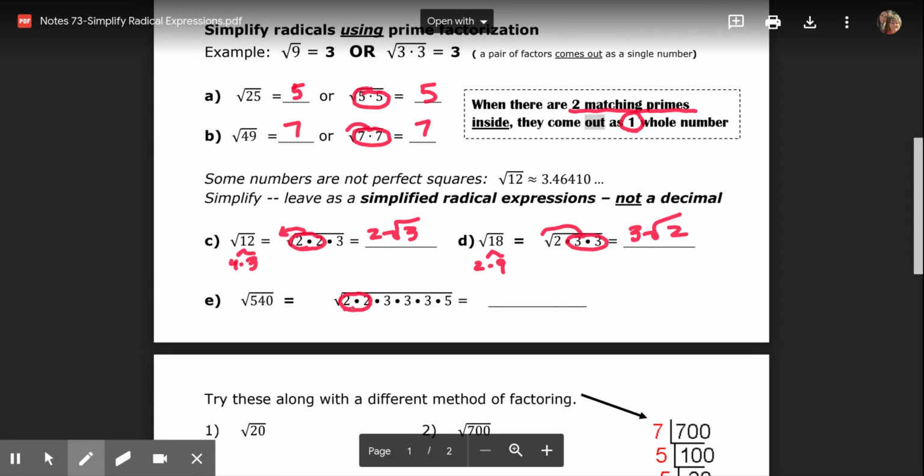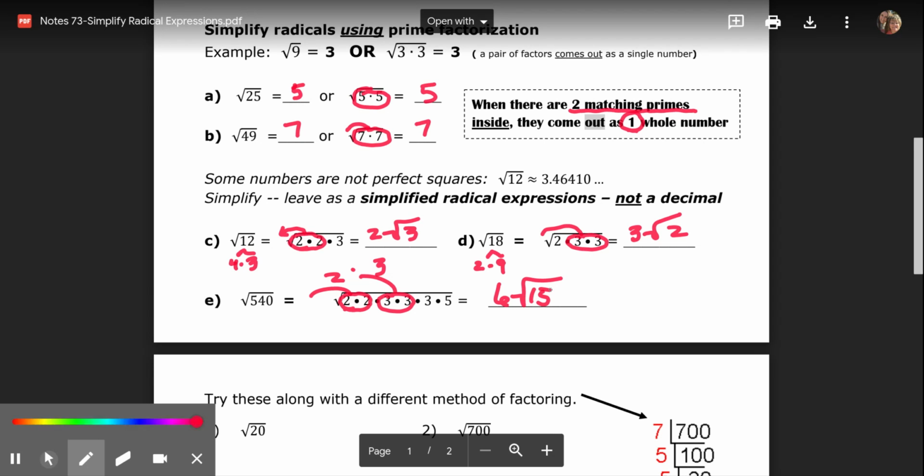I did take 1 away on the original paper, so that's okay. We'll go ahead and just go in with this one. So you're going to take a 2 away and then a 3. So basically you take 1 2 out, 1 3 out, and then you have a 3 and a 5 left over. Whatever you take out, you're going to multiply together. So 2 times 3 is 6. Square root of 15 is what you have left over.